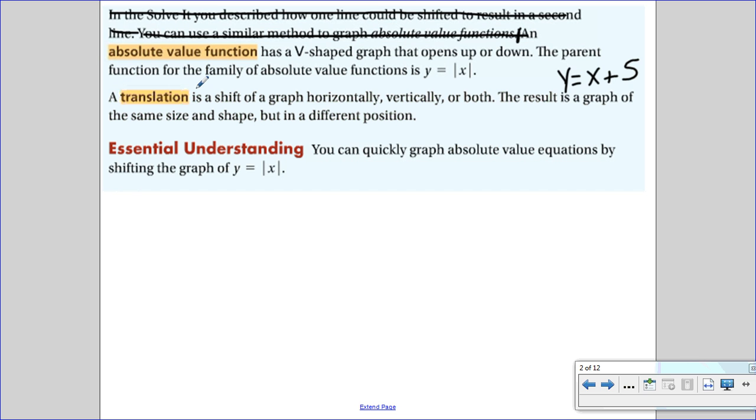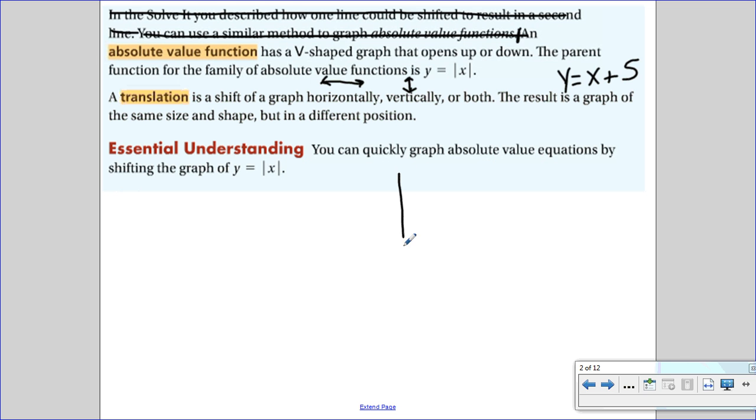So a translation is just a shift of the graph, either horizontally, remember horizontally is left and right, vertically, which is up and down, or both. So here's what we want. What does the absolute value equation look like?